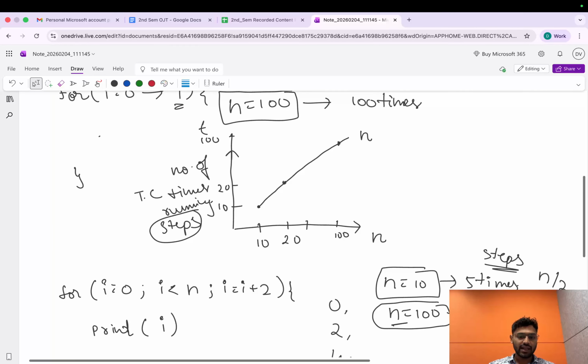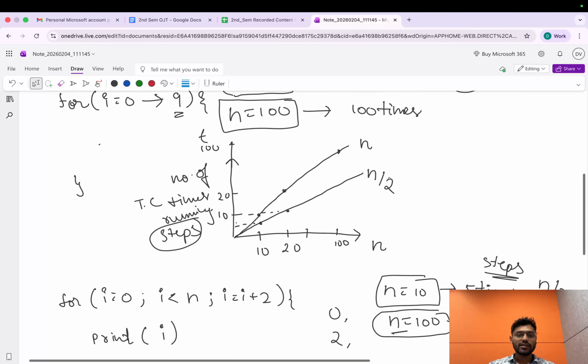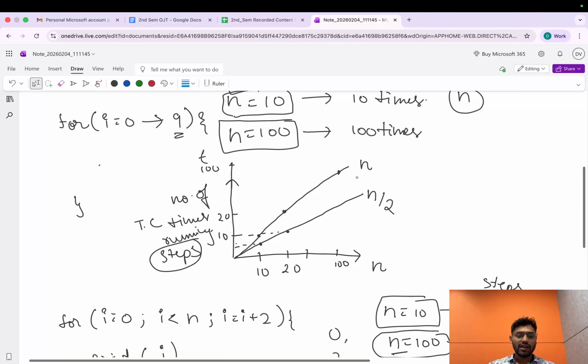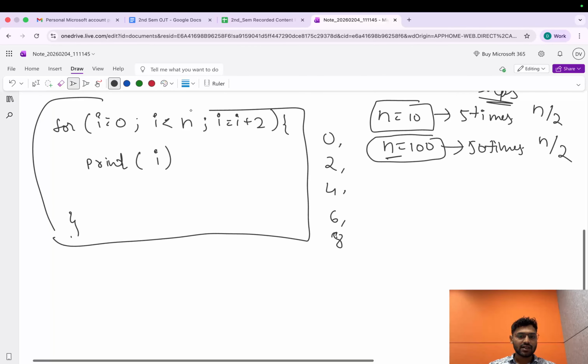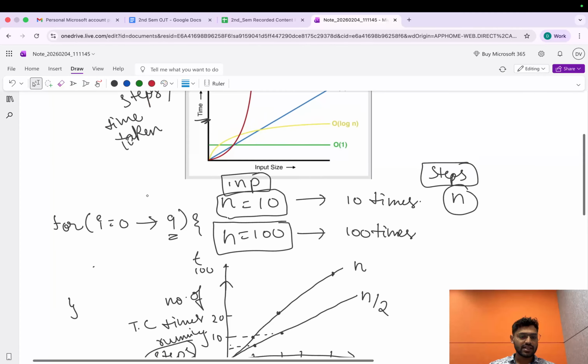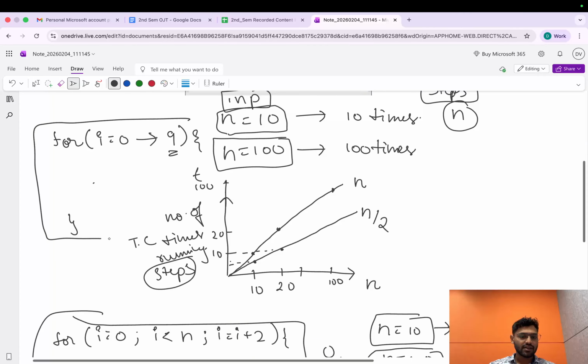Input is 10, number of steps is 5. Input is 20, number of steps is 10. Input is 100, number of steps is 50. If you see closely, this is how the graph looks like. N by 2. Let's say this is case 1. Okay, straightforward. And this is case 2.